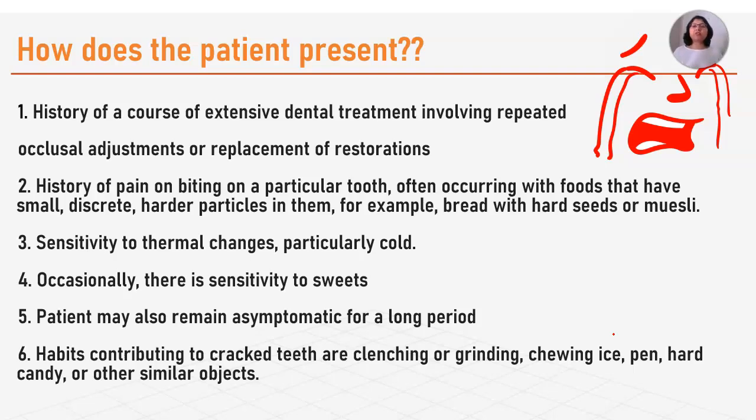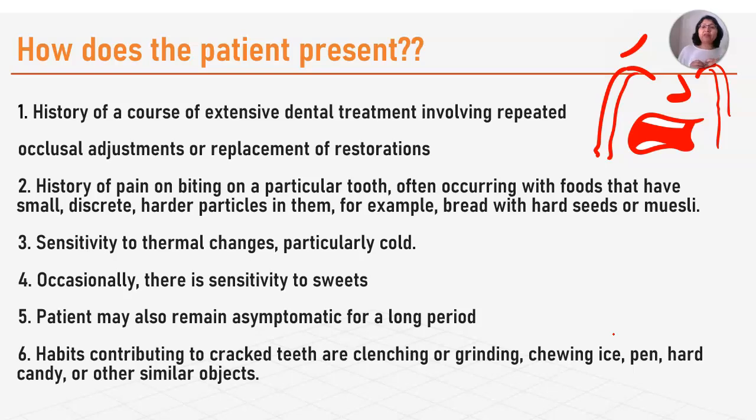First, a history of a course of extensive dental treatment that involves repeated occlusal adjustment or replacement of restorations. Most commonly, a patient comes to your practice, maybe the first time, or you've been seeing them, and this patient has been complaining of constant pain in a restoration for whatever reason, or they had an amalgam filling and you did the composite right now, or you've done repeated occlusal adjustments. Over a period of time, because of the repeated occlusal adjustments and the continuous stresses they get, these teeth become very prone to becoming cracked teeth or split teeth. It could be not vertical root fractures, but definitely split tooth or cracked tooth.